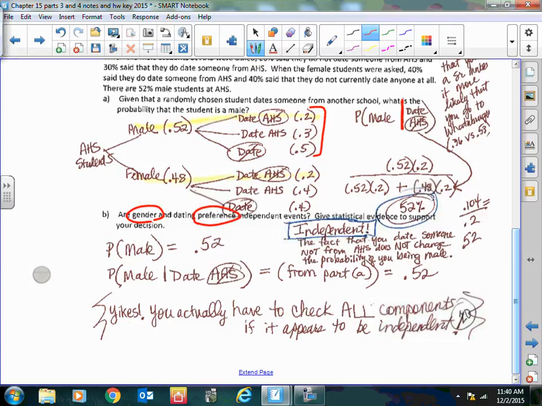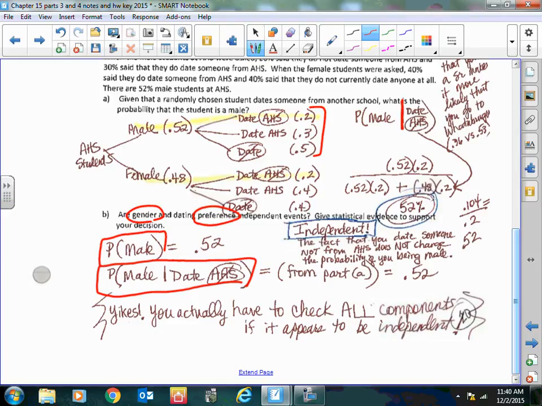so when I checked for independence, what do you need? Two things. What's one of them? You need a conditional statement, and then you need the marginal that corresponds to it. So I used the conditional I had previously done, and it's 0.52, and then overall male is 0.52. Now, according to that, it appears as though dating somebody not from AHS and being a male, those two things are independent. Okay, because they were the same probability. The fact that you date somebody not from AHS didn't change the probability of you being a male.